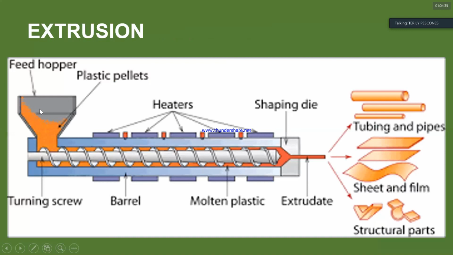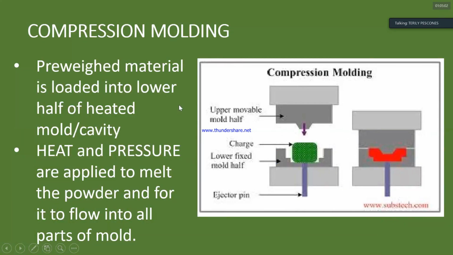So, ito yung papasok yung raw material natin, yung resin, yung pellets, yung kanina. And then, so heater, meron tayong heater dyan. O, pasok dito ngayon ang mechanical, di ba? Mold and die. Okay, so yan na. Shaping die. Okay, so eto na yung mga products natin. So, tubing and pipe, sheets, and structural parts. So, extrusion. And then, we have also compression molding.